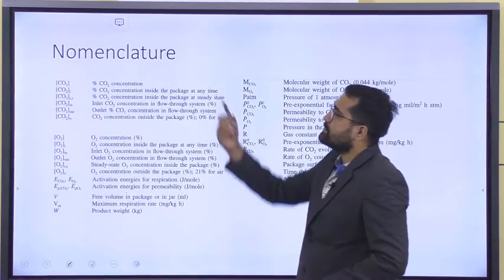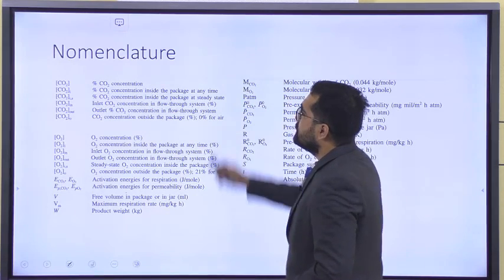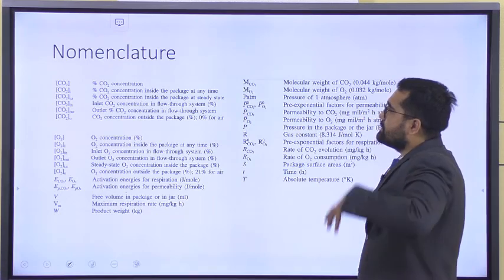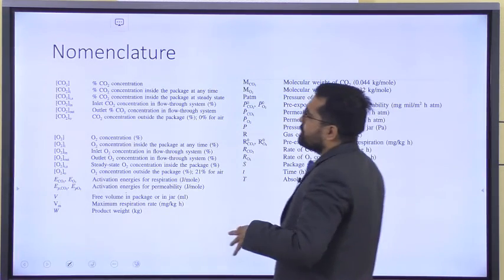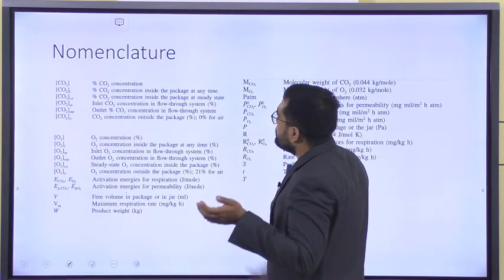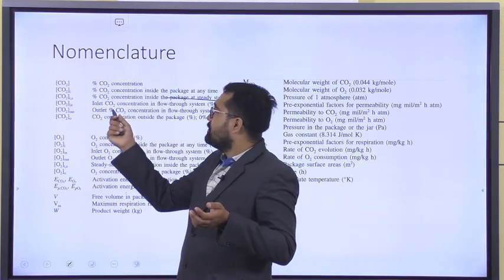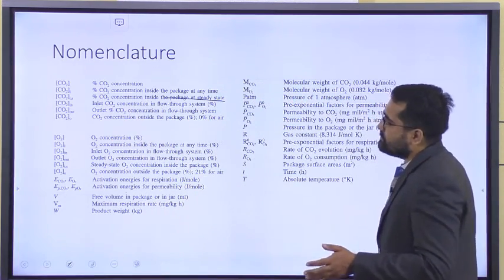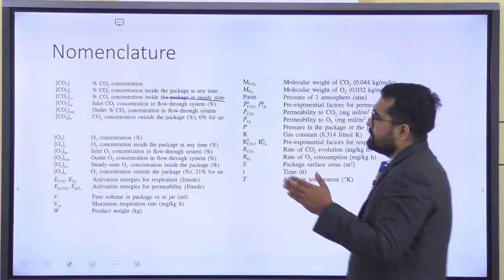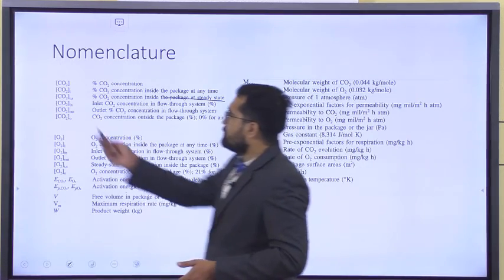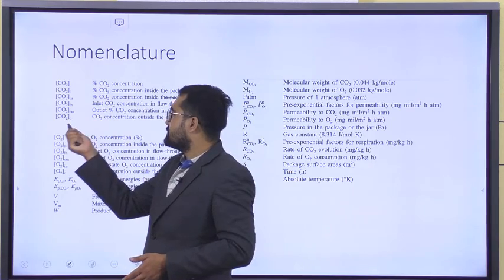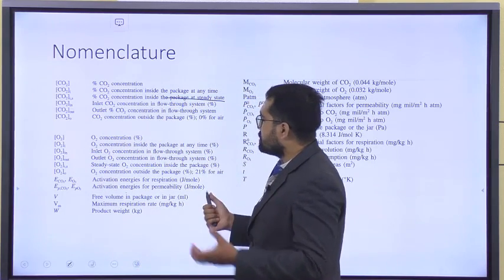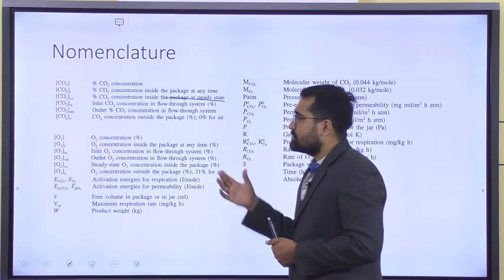CO2 means the percentage of carbon dioxide concentration. Then CO2 in means the concentration inside the packet at any time. C out is the steady state condition. Inlet CO2 concentration in overflow system, flow through system. CO2 in, CO2 out in flow through system. CO2 O is the outside packaging, what is the oxygen concentration outside the system.